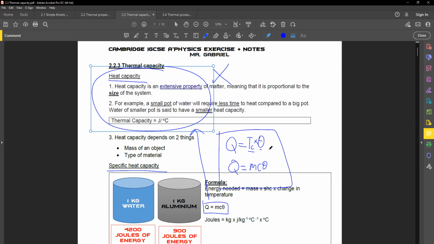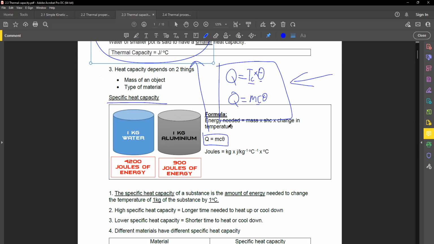You have to know this because I see this come up like once every 3 years or 4 years for thermal capacity, which all my students for sure they forget. Then I'll tell them, it's because you don't remember what I told you, right? It is very important, guys. You have to remember these two formulas. Q equals MC theta, which is specific capacity, and Q equals thermal capacity times theta, which is thermal capacity.